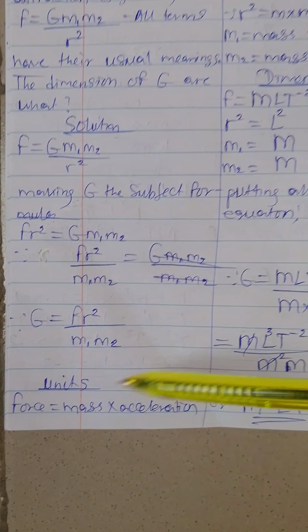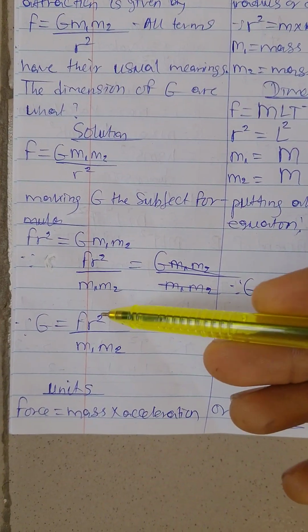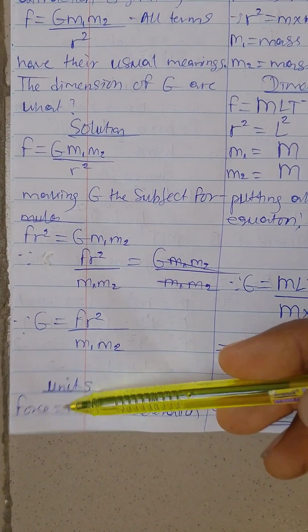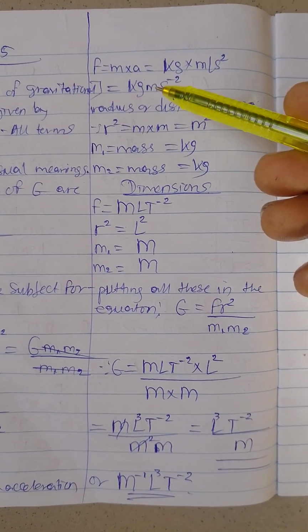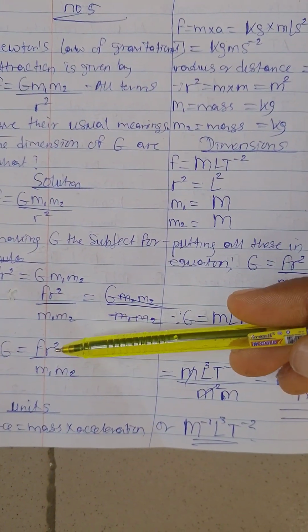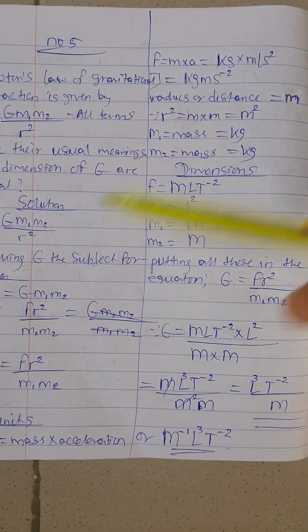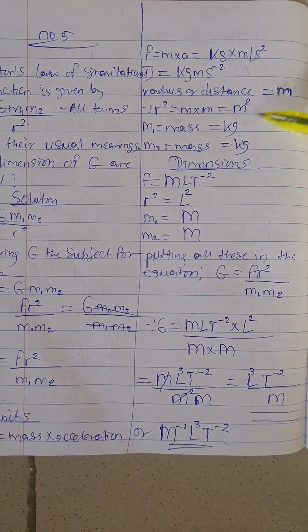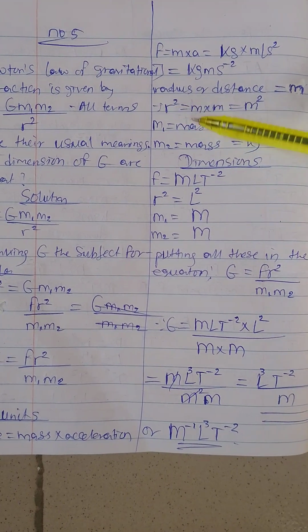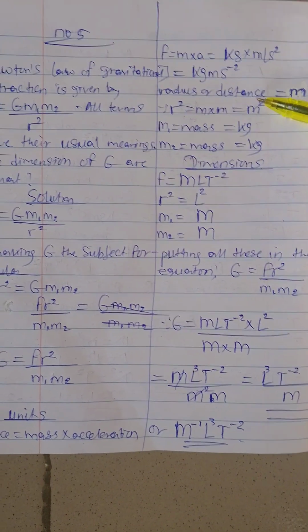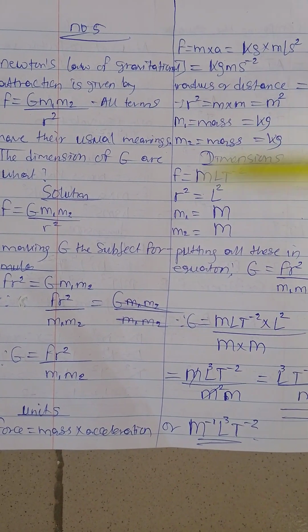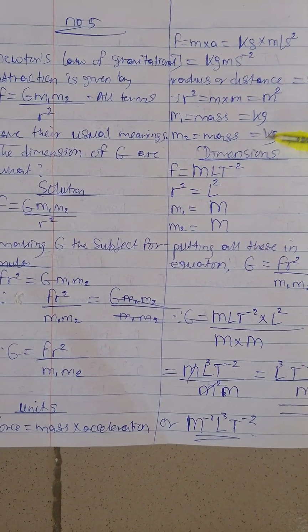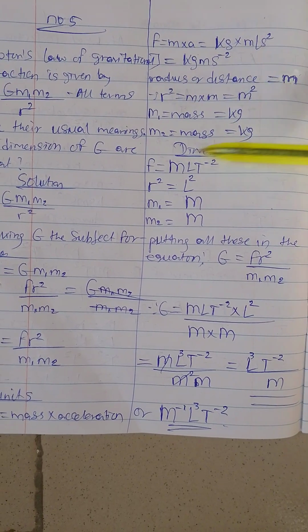Now therefore after doing that, I have to find the dimension of each of these. So I'll find the unit of all these first. Now force is mass times acceleration, right? Now therefore the unit for force is this. Now this is radius or distance, and the unit for radius is meter. Therefore r squared is meter squared. And this is mass 1, and unit for mass is kilogram. This mass 2, unit for mass is the same thing as kilogram. So therefore find the dimension for all this.